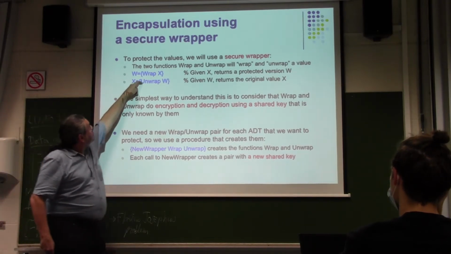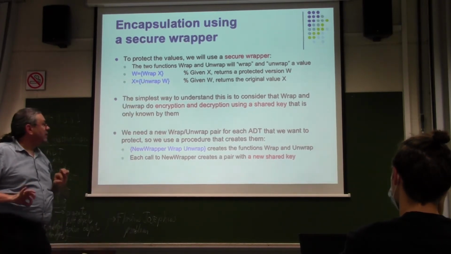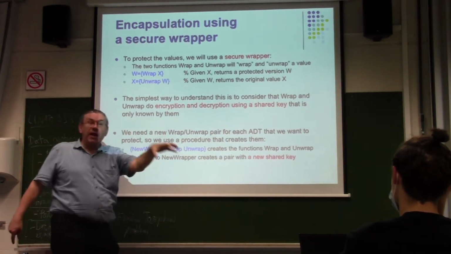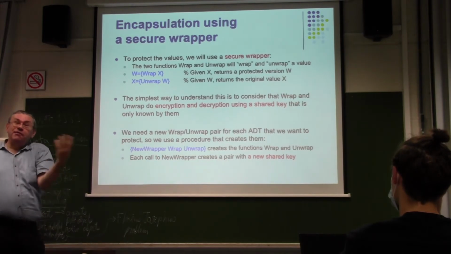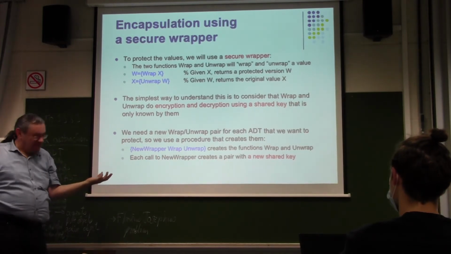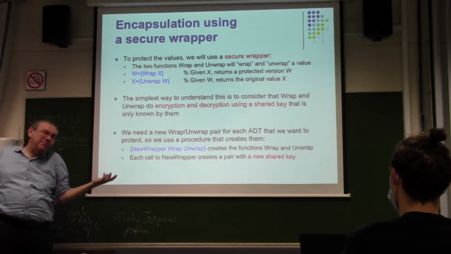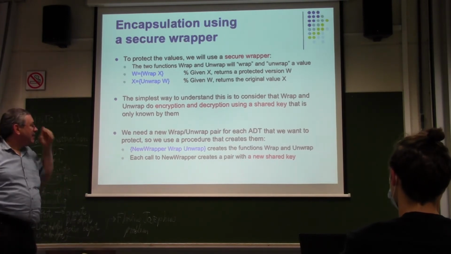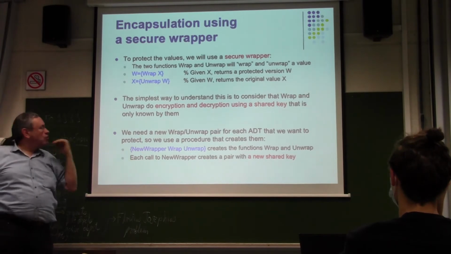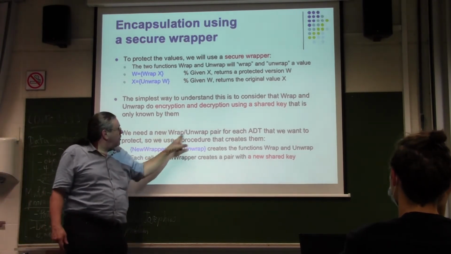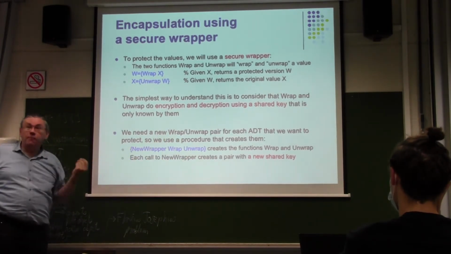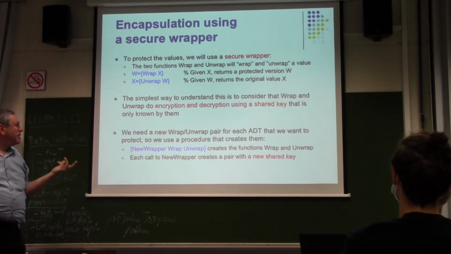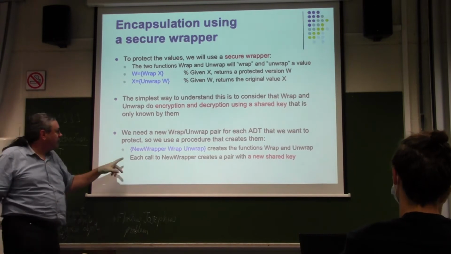Now these functions are special. They know a key. That means each abstract data type that we make has to have a different key, of course. Because if you use the same key for all of them, then they're not protected. Then you have like public, it's not protected. So you have to create a new version of wrap and unwrap for each abstract data type with a new key, okay? So that's very important.